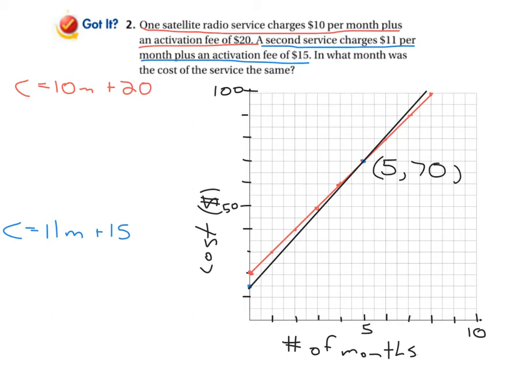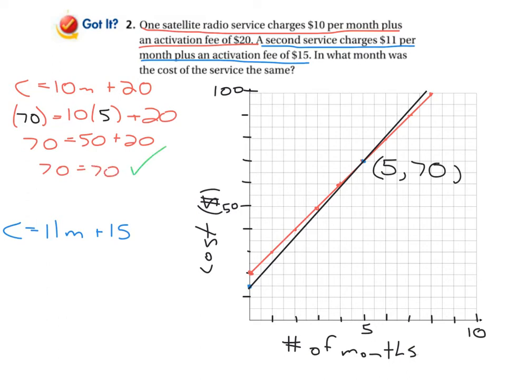So what can I do then? I can go back and plug those values in. C, which is the total cost, which we determined is 70 for our solution, is equal to 10 times the number of months, which we said was 5 months. Really, when I say when we said that, what I mean is that that's where the lines crossed. Okay, and if I then finish solving this out, we get 70 equals 50 plus 20, or 70 equals 70, and that is true.